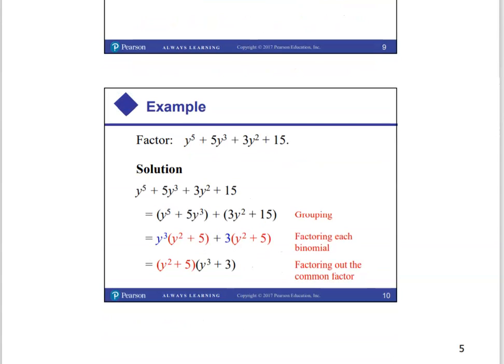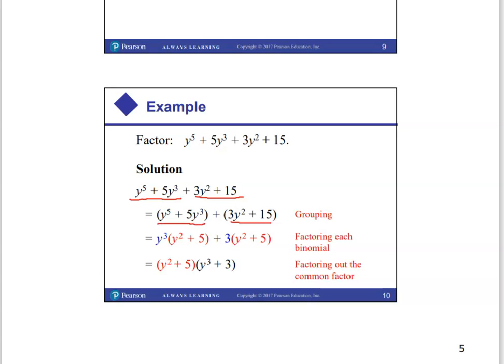Now, it says to factor y to the 5th plus 5y to the 3rd plus 3y squared plus 15. Okay, so this is called factor by grouping. So the first thing that we're going to do is group these first two terms together. This is why they did that in parentheses. Then they group the last two terms, which is why they've got this. They just grouped them together.